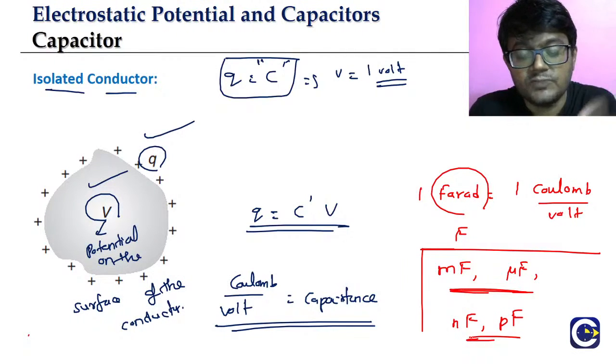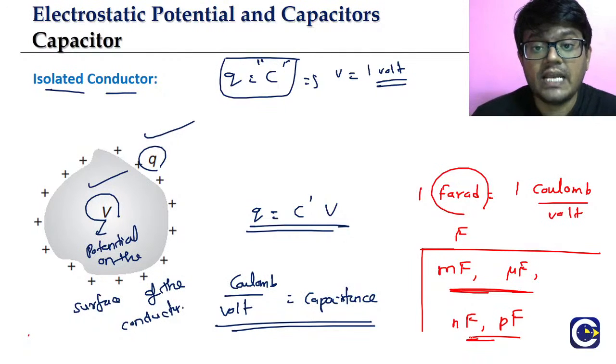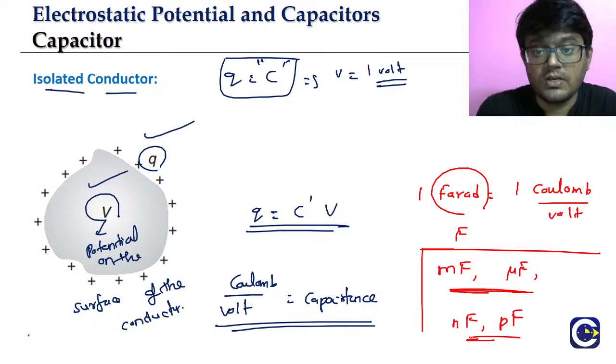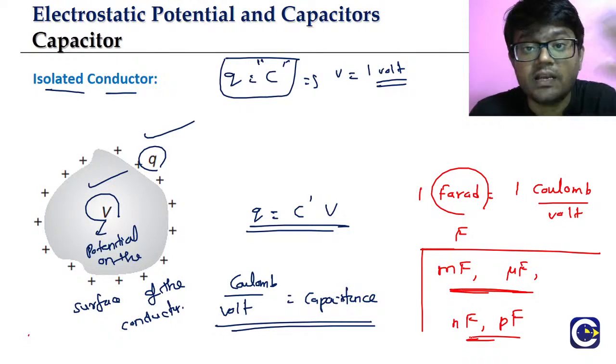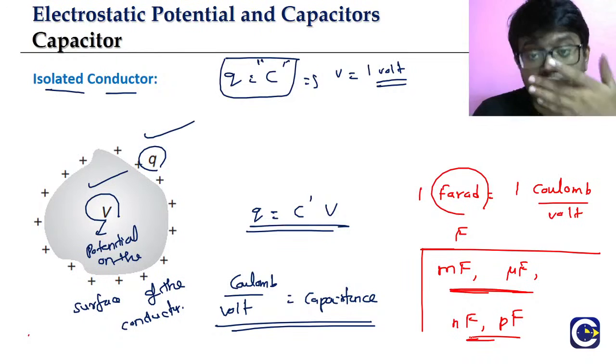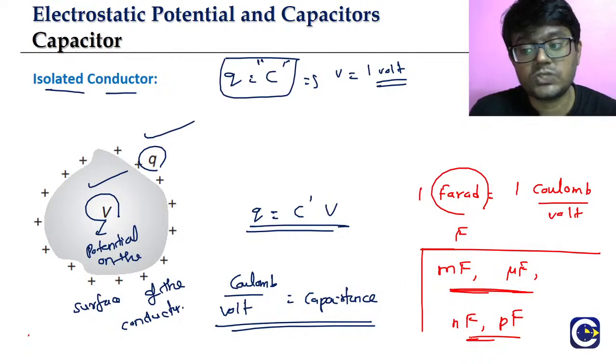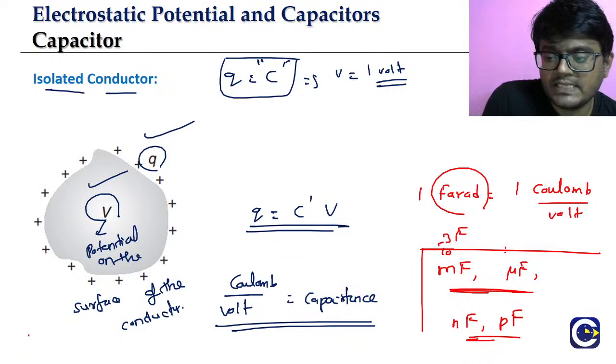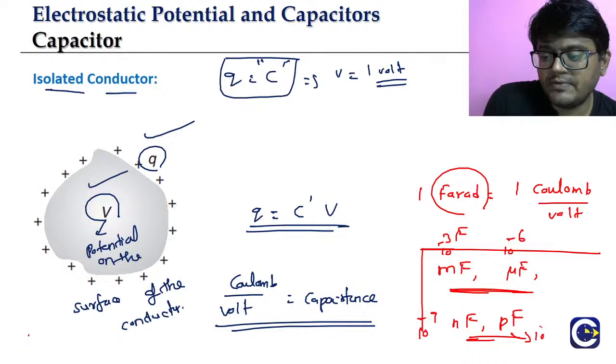For some very specific devices, we can even have capacitors. Take a motherboard of a PC, there will be a lot of these capacitors. For some of them, the capacitance value will be in the range of a nanofarad or picofarad. Nano means 10 power minus 9 farad. Pico means 10 power minus 12. Micro means 10 power minus 6. Milli means 10 power minus 3.